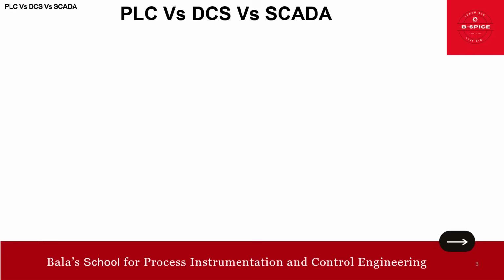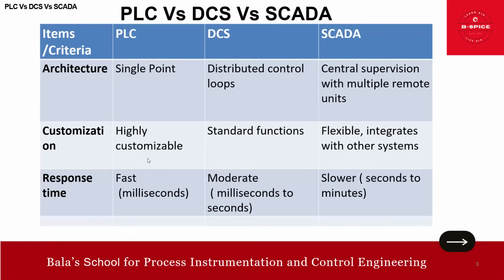Now going further, architecture. PLC is a single point architecture. And DCS is more of distributed control loops. SCADA is more of central supervision with multiple remote units. We call them RTUs, remote terminal units, which we'll be discussing in detail, friends. For now, let me limit this discussion to only comparison.